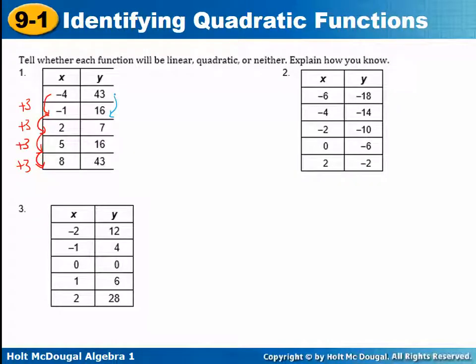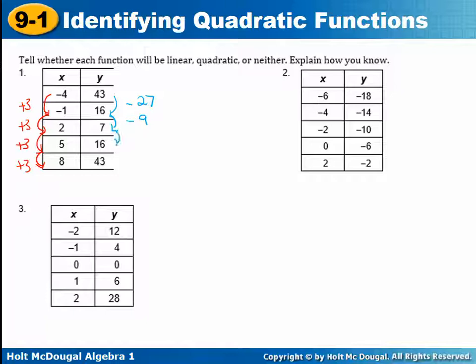To go from 43 to 16, we're going to have to subtract something. So you can use a calculator if you want and do it in reverse order. Go 16 minus 43, and it's -27. Now we're going from 16 to 7. And again, that's decreasing. So you can go 7 minus 16. We should get a negative answer, and it's -9.